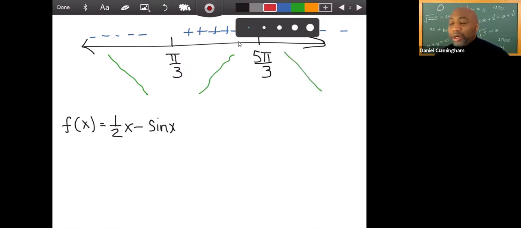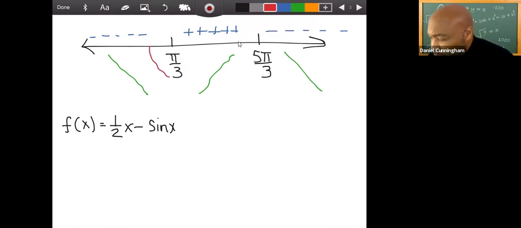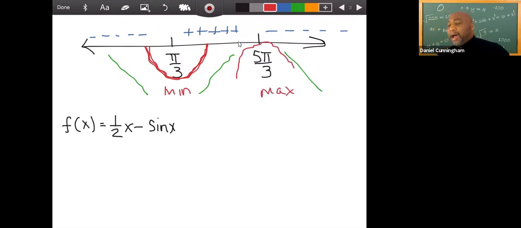So what do you notice? What do you think is a max or min? Do we have any max and min? It looks like we may have a possible local minimum point looking like this, going from what our green line at pi thirds. That looks like a min, and a max, getting a high point going to a low point, would be 5 pi thirds. Now, how do you write the answer?